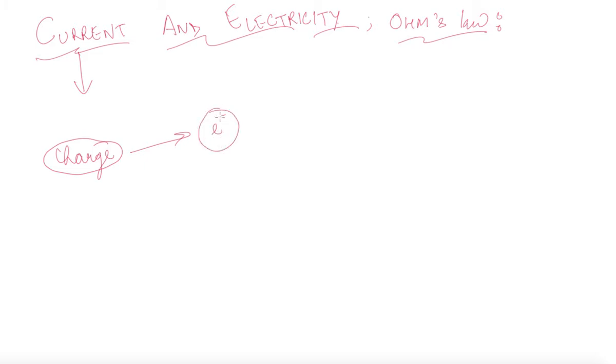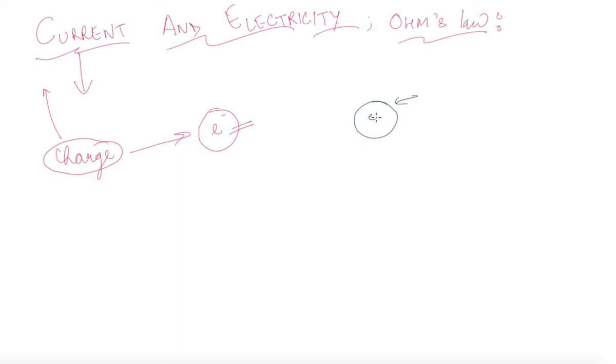We know that the charge is quantized. In our previous chapters, we have studied that the charges are quantized. That is, they appear in the integral multiples of the charge of the electrons. So if you want to study what is current, then in a way you have to study the basic movement of electrons.